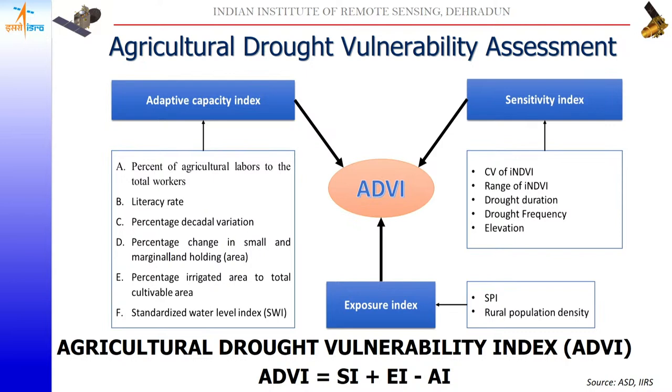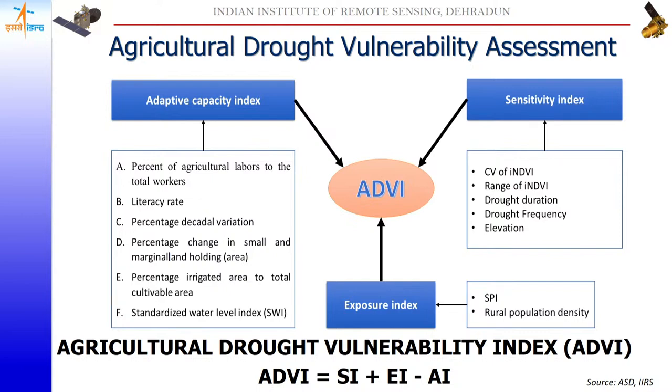For example, take the percentage of agricultural labor to the total workers: how many of the workers are associated with agriculture or agriculture allied activity out of the total number of workers. If the agricultural labor remains constant over the period of study at the block level across the entire Marathwada region, we can say agricultural labor are continuing in the same occupation. It means agriculture is sustained, and the vulnerability is less in that area.